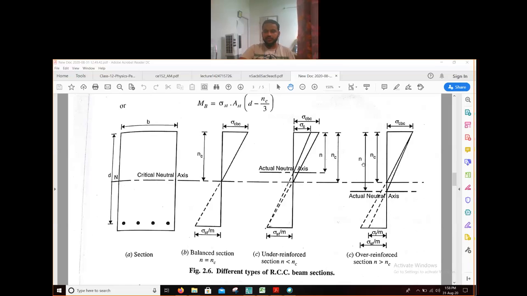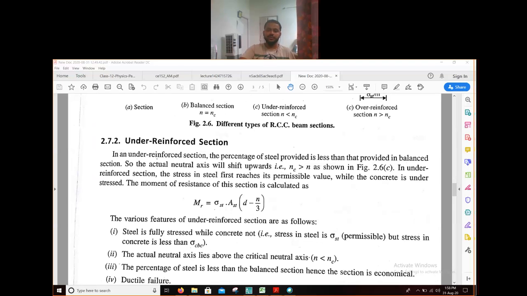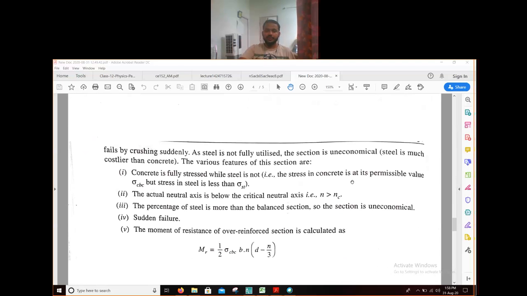This N is our actual neutral axis depth. This is our critical neutral axis. So in case of over reinforced section, this N will shift downwards. Actual neutral axis will shift downwards, and as a result, the N value will be more than the critical neutral axis, meaning actual neutral axis depth will be more than critical neutral axis. Now we can find the moment of resistance by this formula. We use sigma cbc here, because in over reinforced section our concrete will fail. That's why we have to use this formula, not the sigma st formula.